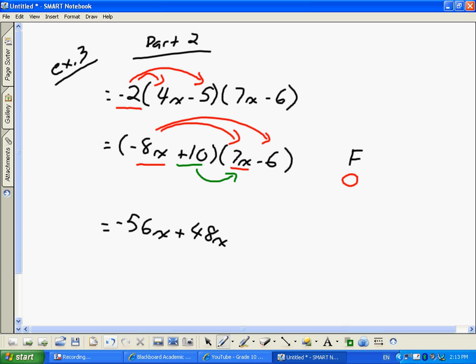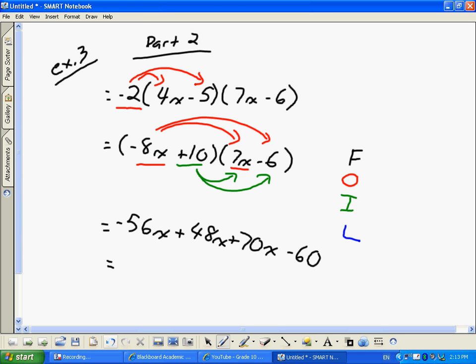I multiply the 10 by the first term. Turns out that's the inside numbers. 10 times 7x, 70x. And finally, I do my 10 times -6. Well, it turns out those are the last terms also. I end up with -60.